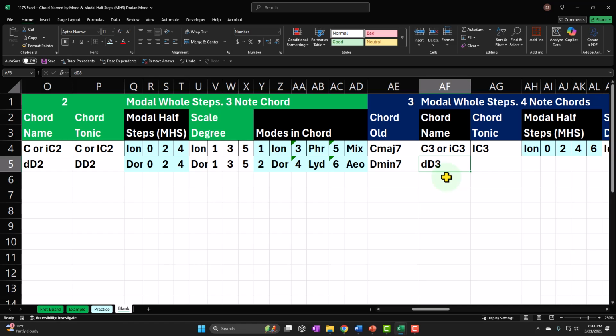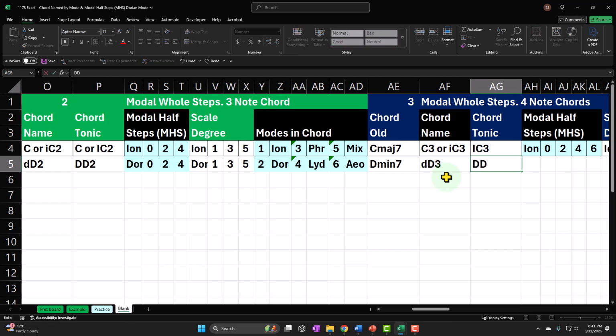Starting at note 0. And if it was here, we could say this would be a DD3. This would be DD3. Okay. So then we're going to say, once again, it's a Dorian.